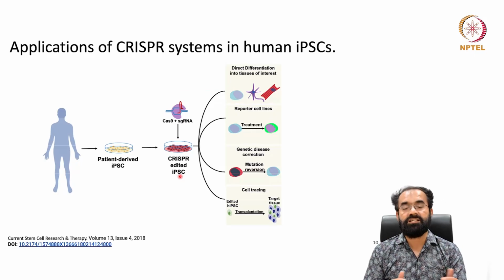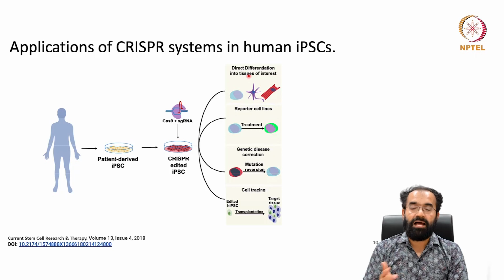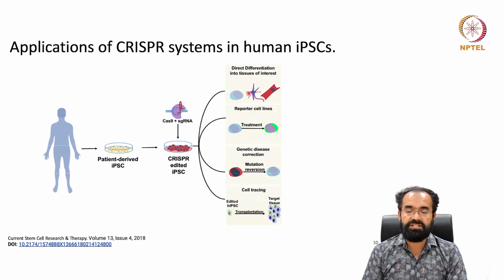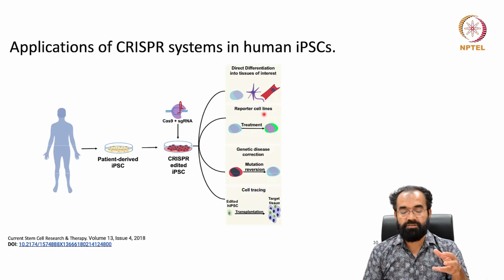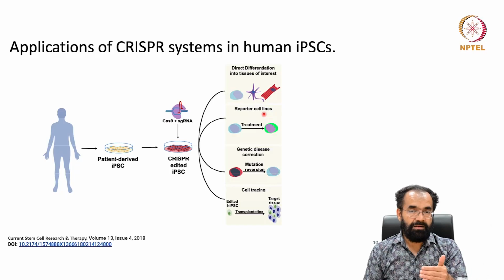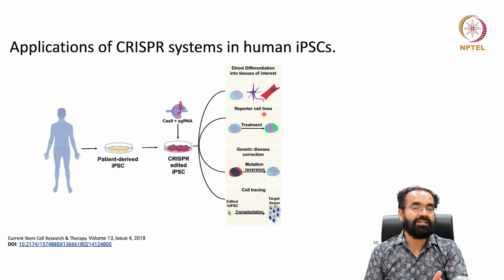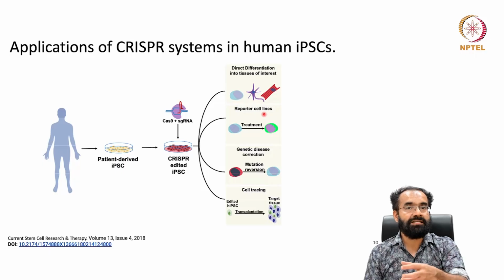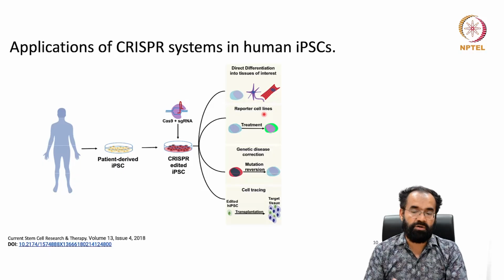That means the mutation is now removed and you can allow them to differentiate, direct differentiation into tissues of your interest. And if you have a reporter line, it is much easier, because if it is a stem cell specific reporter line, then once it is differentiated, it will go off. What if you have put a reporter in a differentiation specific line? Then when the stem cell differentiates into that cell type, the reporter comes up. Either way you can do it.